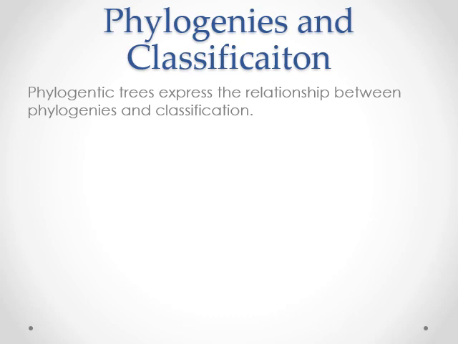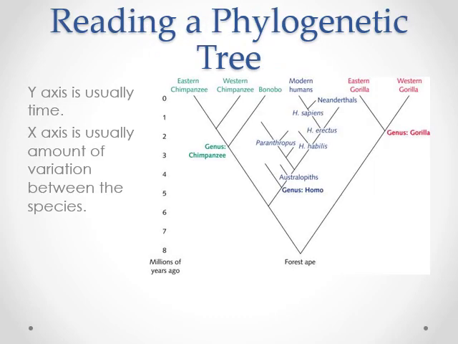What I will have you guys do is create phylogenetic trees. You're going to look at organisms, and you're going to decide how those organisms are related to each other. You're going to start classifying things. When you're looking at a phylogenetic tree like this one, this is the evolution of the forest ape. Typically, the y-axis is time. Remember, y goes up and down. X-axis is divergence, or the amount of variation between the species.